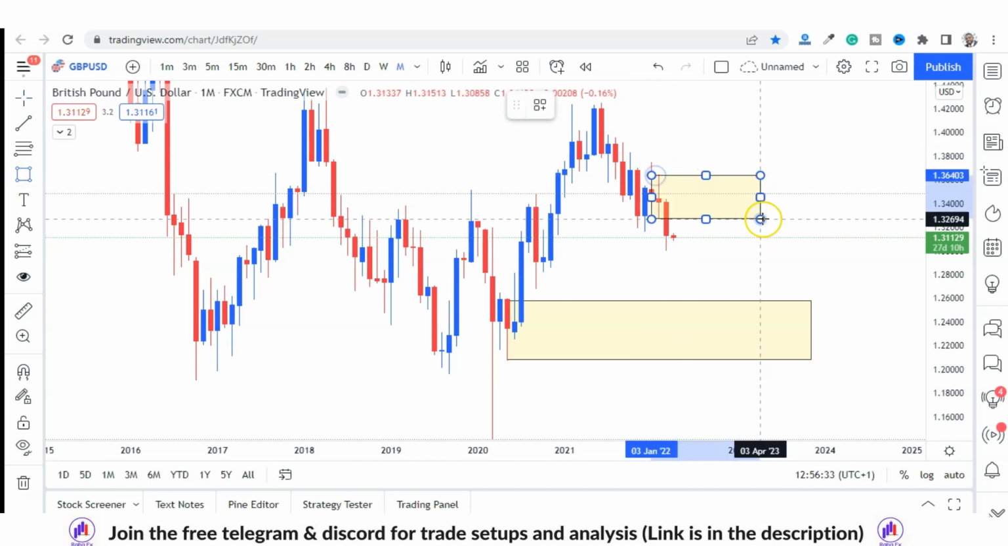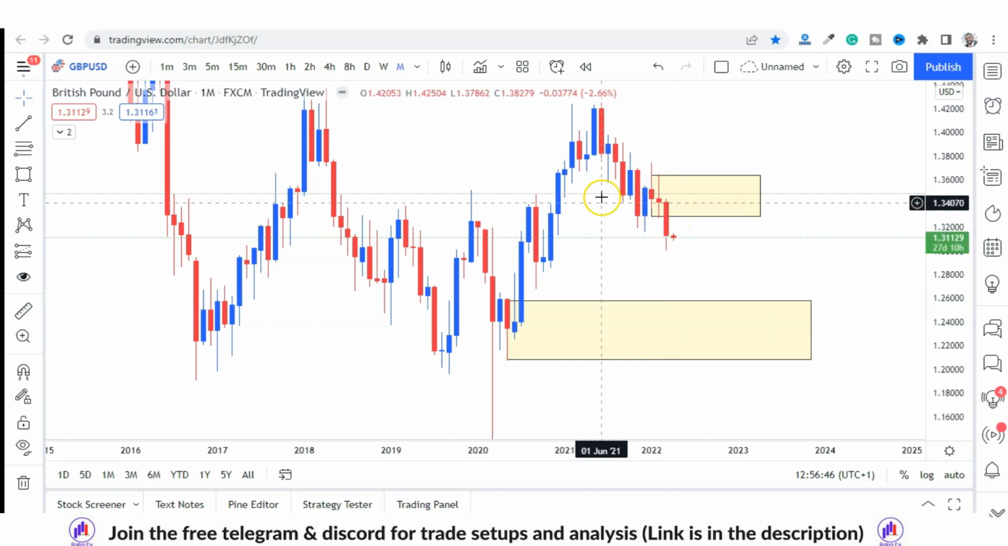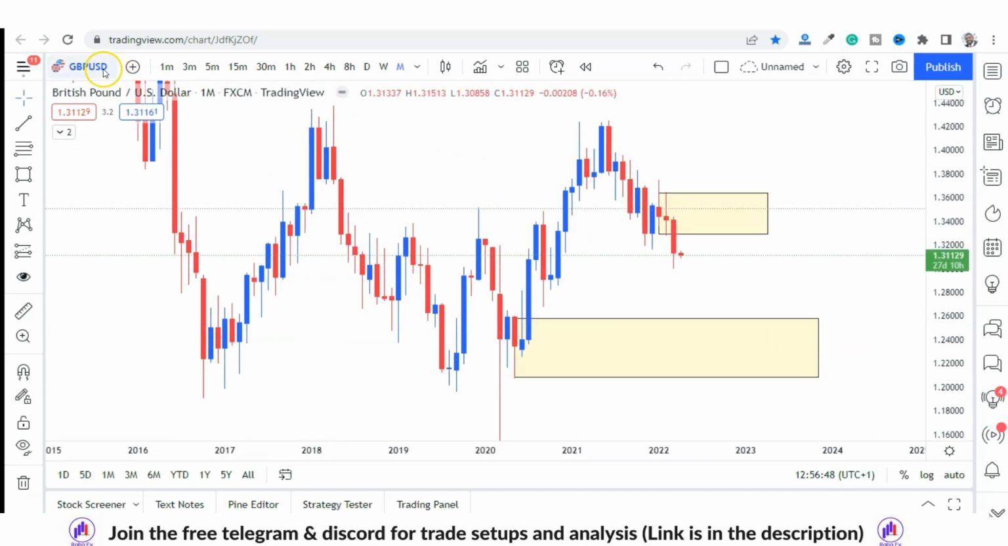You can expect a form of pullback into this area before price moves on, or price can continue moving depending on the lower time frame supply zone that has been created to take price lower. So overall on the Pounds USD, the market is what? Bearish.